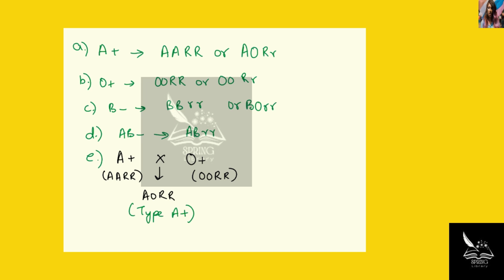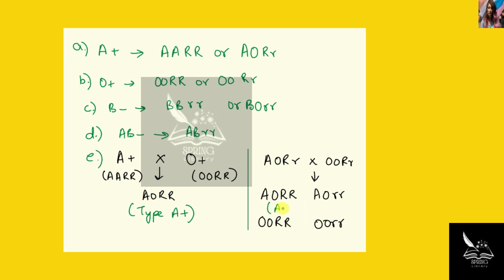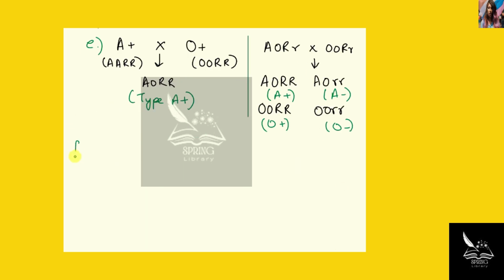And we can have another case. The second case is when the parents have the genotype AORr and OORr. Then the offspring can be AORR, AORr, OORR and OORr. This one will be A positive, this will be A negative, this will be O positive, and this will be O negative. Coming to the next question.